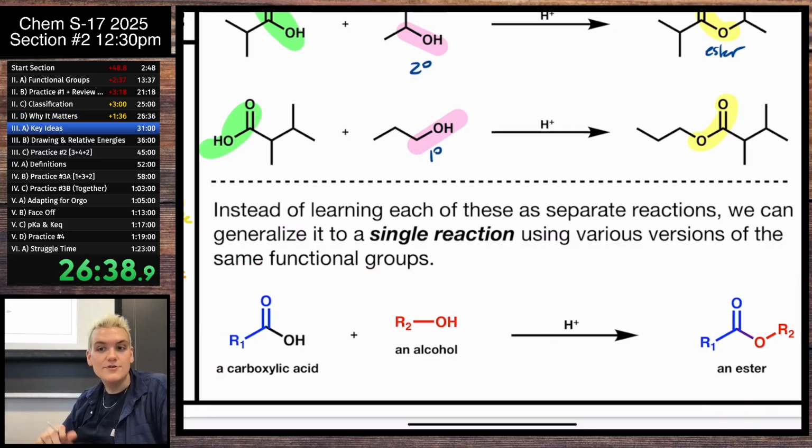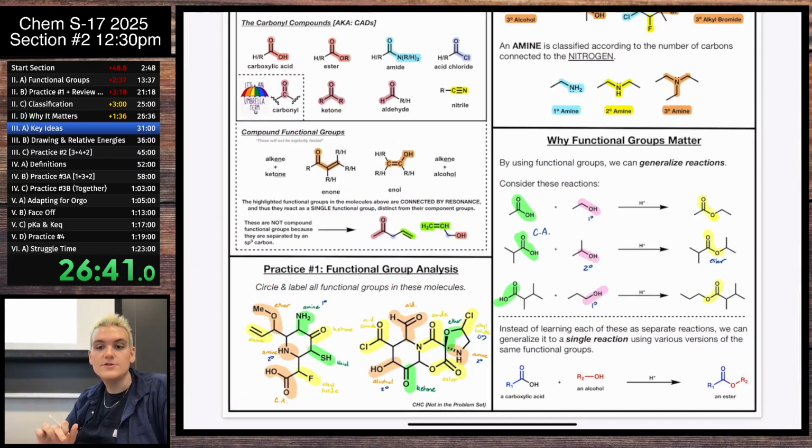Okay, that was functional groups. We're going to do our first hard pivot of the day. So let me see if the transition music will work, and if not, we'll see.